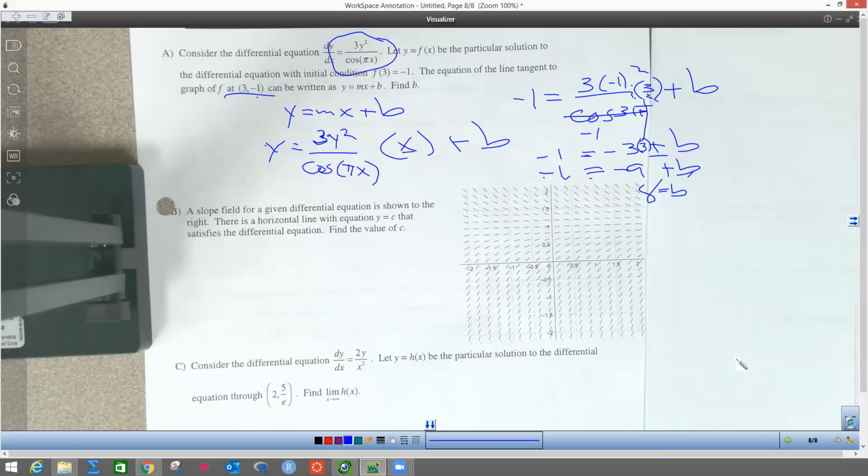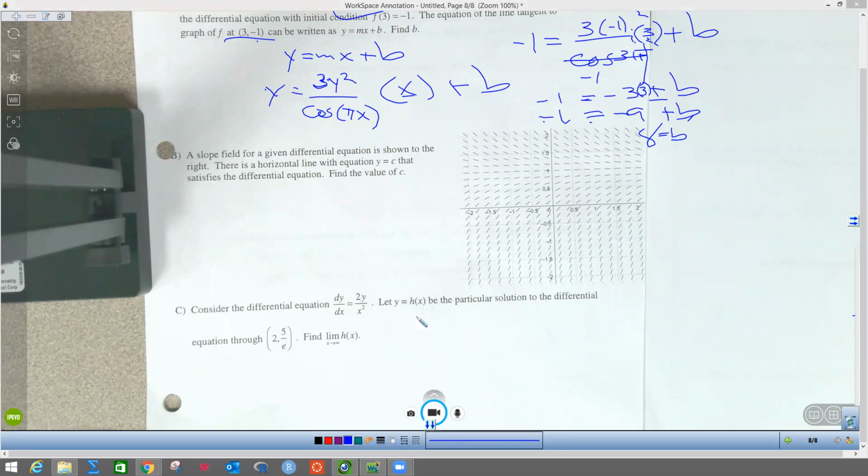All right, part C. Part C says, consider the differential equation here. Let y equal h of x be a particular solution of the equation. Find the limit as x approaches infinity of h of x. All right, so we're going to have to find a particular solution and then take the limit on that. This is not like the ones that we were doing where they gave us a direct variation thing. This one's harder. So we're going to have to find y, and then we're going to take the limit as x goes to infinity to figure out what this is. So this is pretty intense stuff right here.